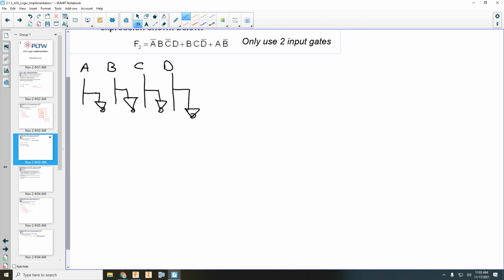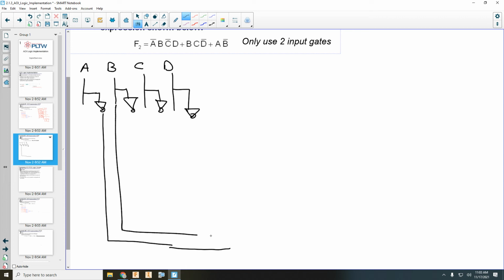What do I need? I need A naught ANDed with B, C naught, and D. So the best way to do that would be to come down. I'm going to be ANDing A naught with B. So we'll come down and we'll AND those together. Right? So what I have here is A naught B. And then I need to AND that with C naught D. I'll come down here and AND those together.